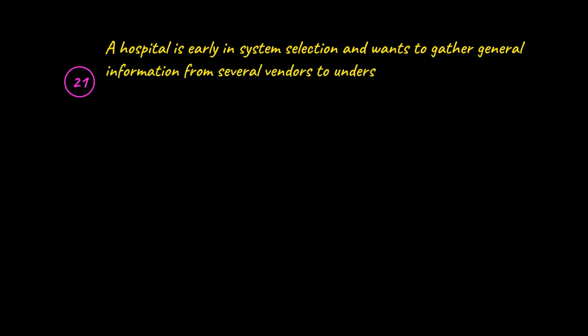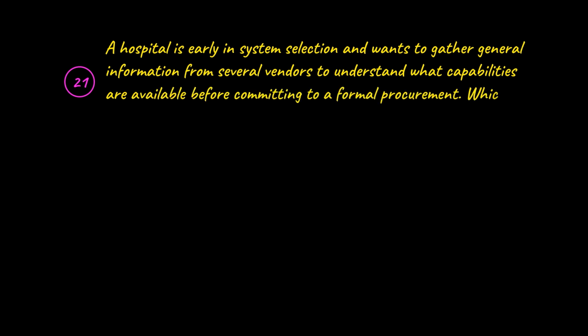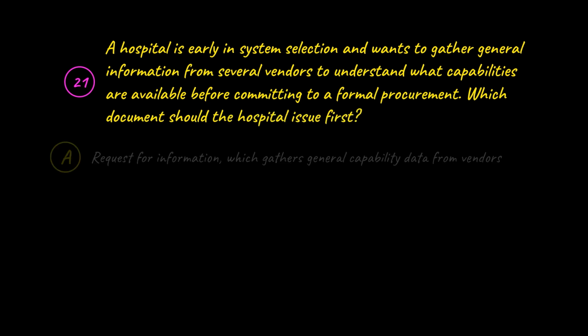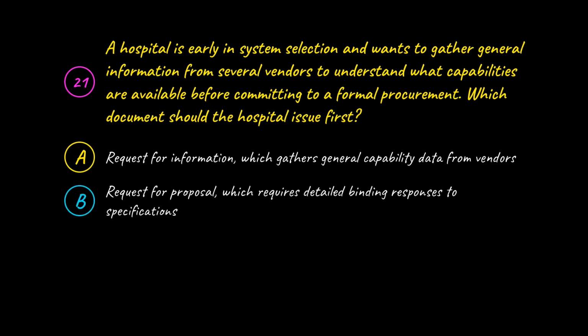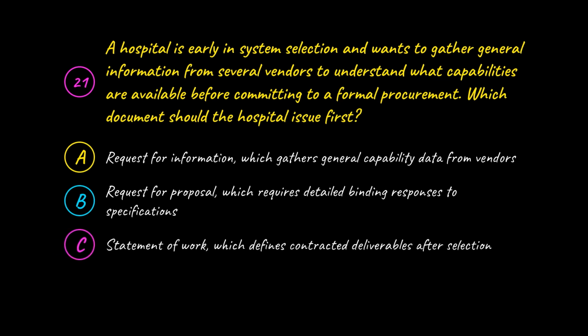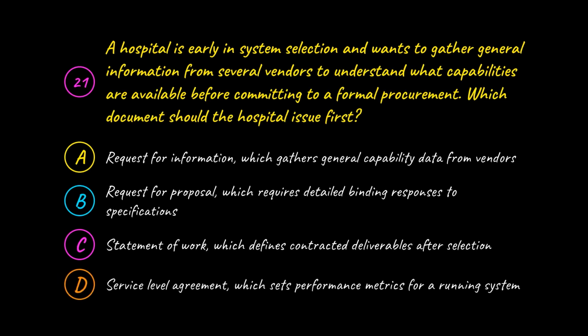Question 21. A hospital is early in system selection and wants to gather general information from several vendors to understand what capabilities are available before committing to a formal procurement. Which document should the hospital issue first? Your options are: A. Request for information, which gathers general capability data from vendors. B. Request for proposal, which requires detailed, binding responses to specifications. C. Statement of work, which defines contracted deliverables after selection. D. Service level agreement, which sets performance metrics for a running system.